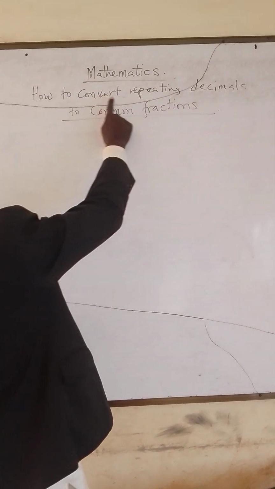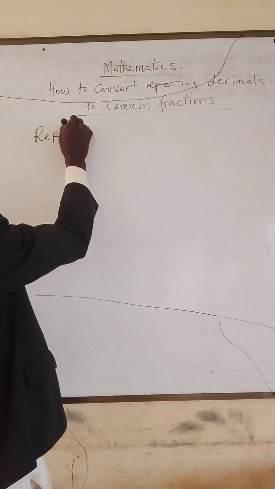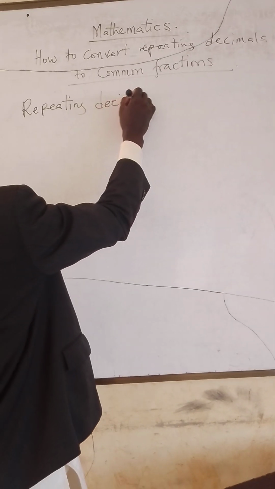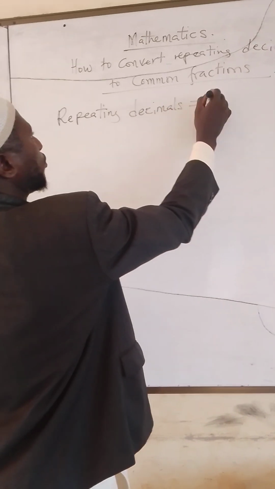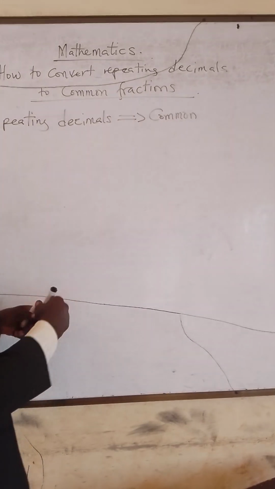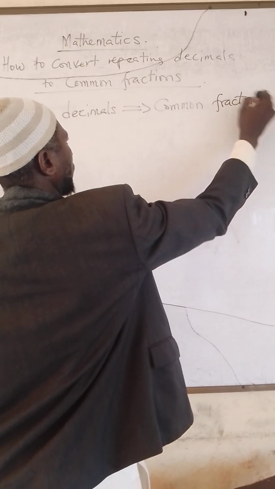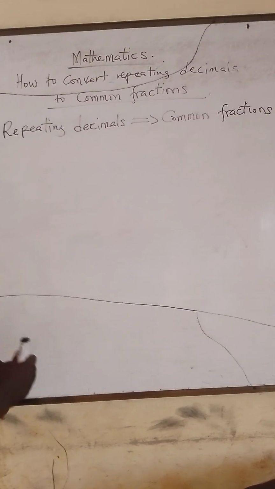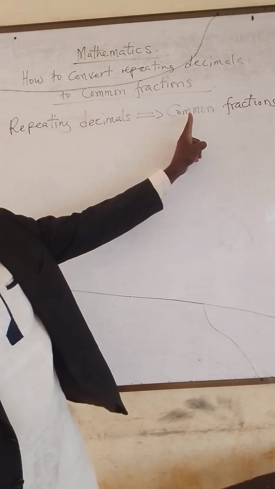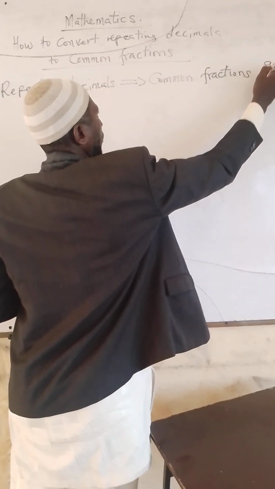Convert repeating decimals to common fractions. So the fact is that we liken rational numbers to be any number that can be expressed as a common fraction, A over B.